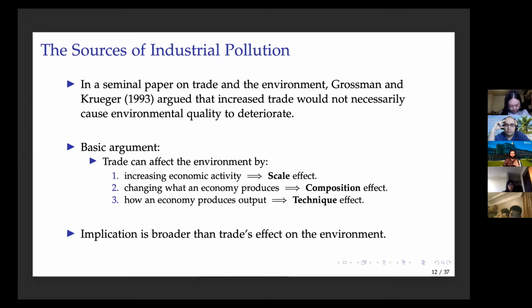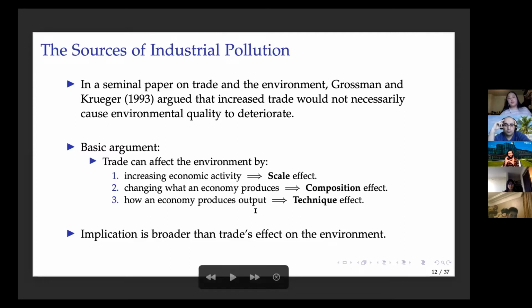There's a scale effect or channel, this idea that trade potentially increases economic activity. If economic activity creates air pollution, this scale effect will lead to higher emissions. There's a composition effect. Trade might change what an economy produces, which might create more or less air pollution. And there's a technique effect. Trade might cause us to change how we produce goods and services, which might cause air pollution on a per unit basis to either fall or increase.